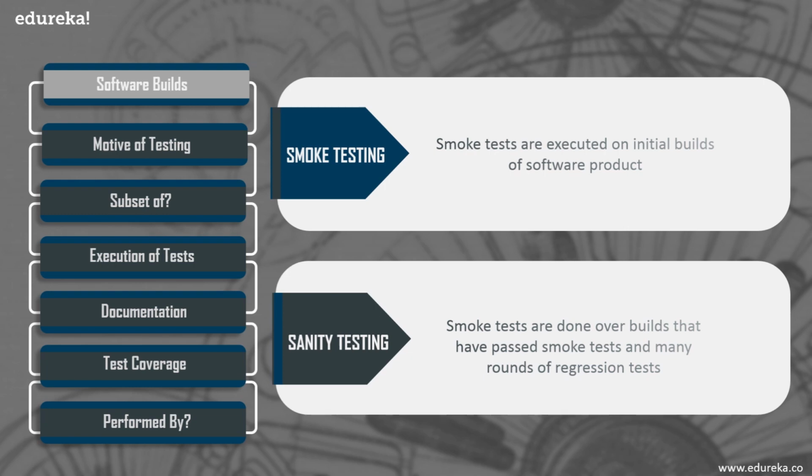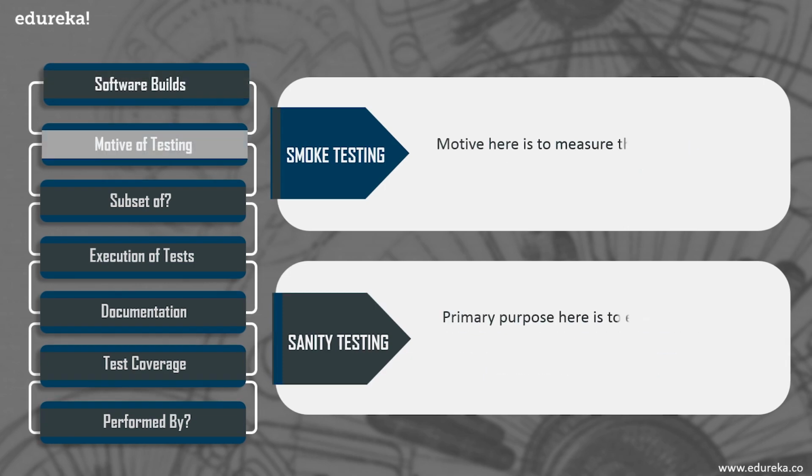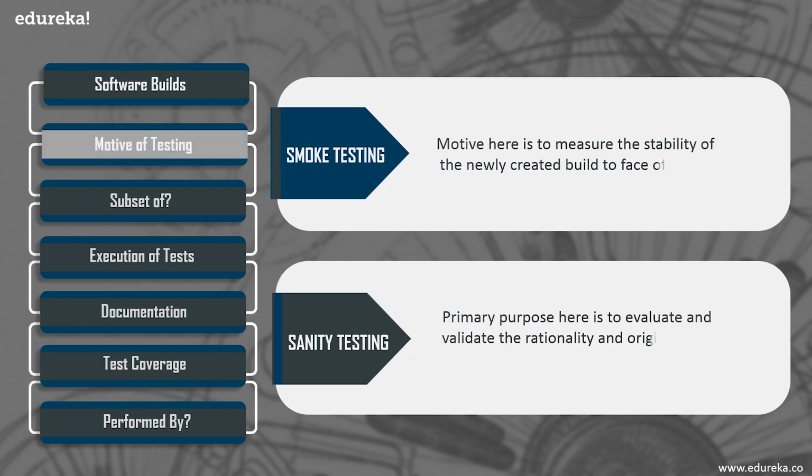Smoke testing is usually performed on initial builds. The development team usually builds the software build with the core functionalities, and before it's passed on to any other testing, it's sent for smoke testing. So smoke testing is done on initial builds of a software product. Whereas, as you guys know, sanity tests are usually done on builds that have passed smoke tests and many rounds of regression tests. Moving on to the next feature, what we have here is the motive of testing.